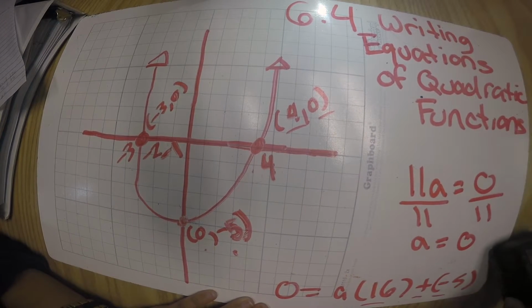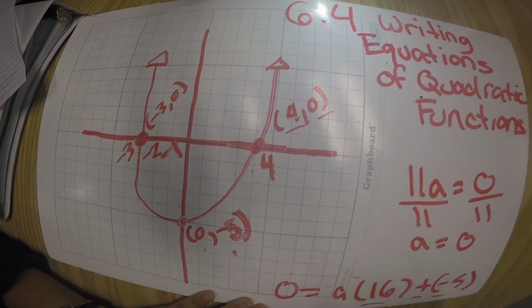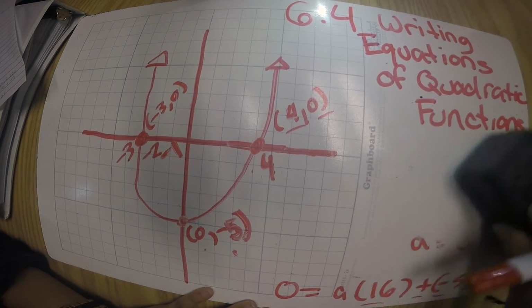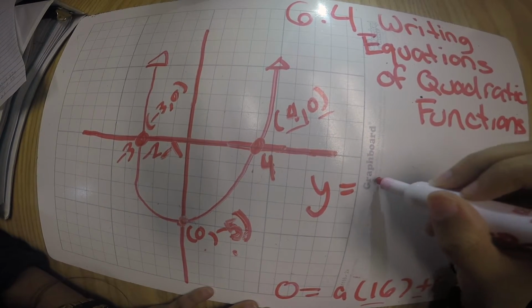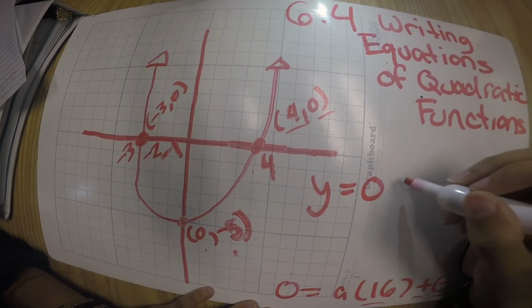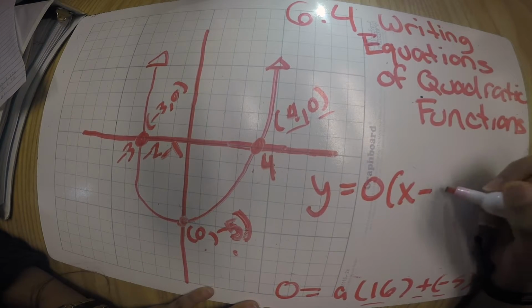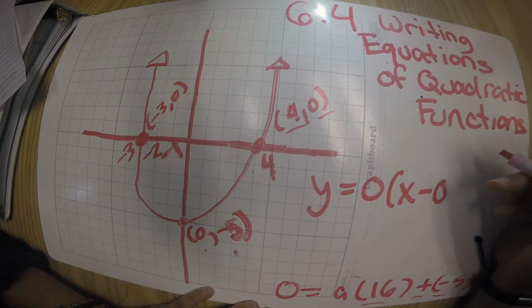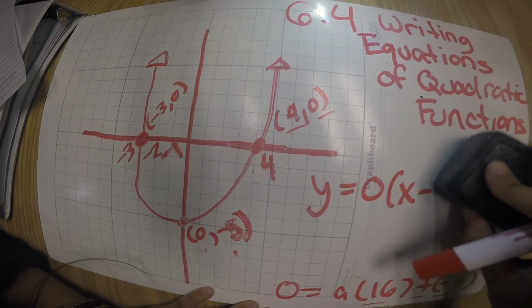So now you're gonna plug the 0 into your original equation, which was y equals a, x minus h squared plus k.